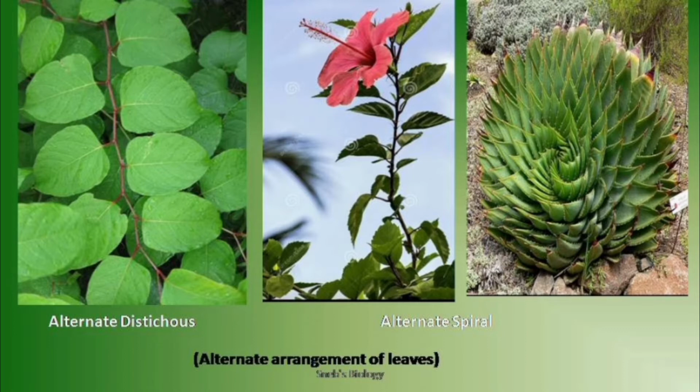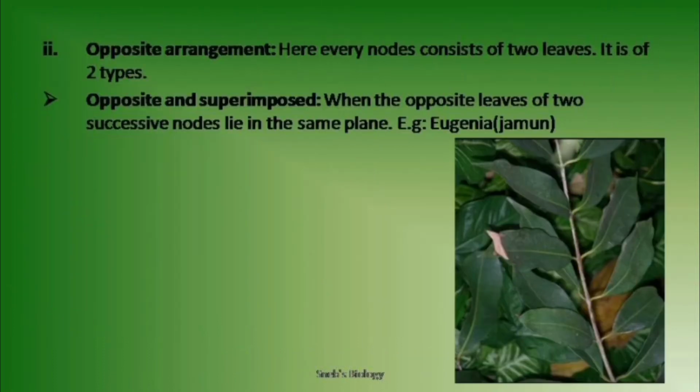So this type of arrangement is known as alternate arrangement. So where do we find this type of arrangement? This type of arrangement is found in the case of sunflower, mustard, etc. Next is opposite arrangement. Here in every node there will be two leaves, but in the case of opposite arrangement, we find two types of further arrangement. First is superposed, second is decussate.